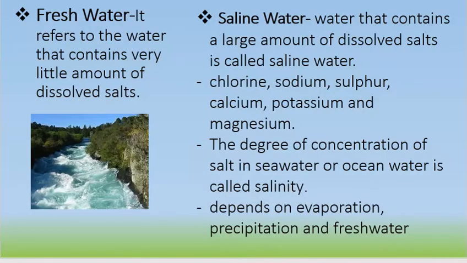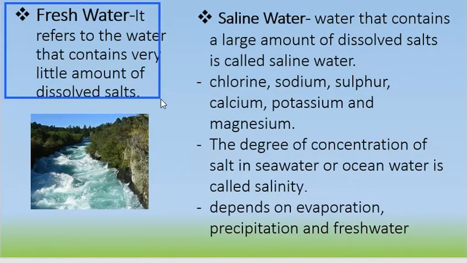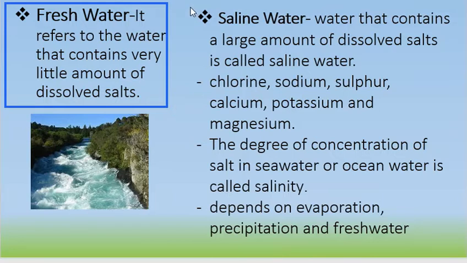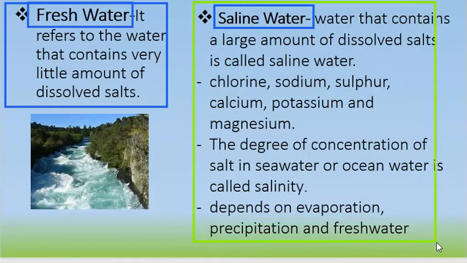So, now let us see the meaning of fresh water and saline water, and we will see the difference between them. Fresh water refers to the water that contains very little amount of dissolved salts. Now move to saline water. Water that contains a large amount of dissolved salts is called saline water.